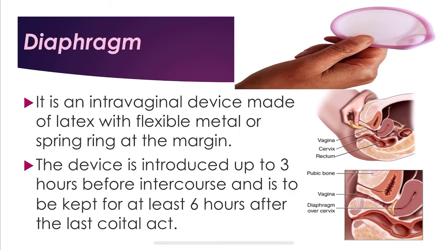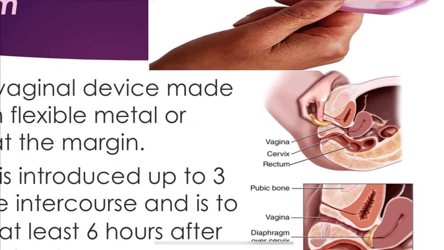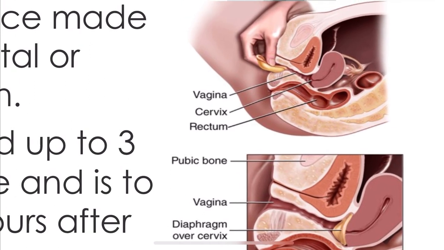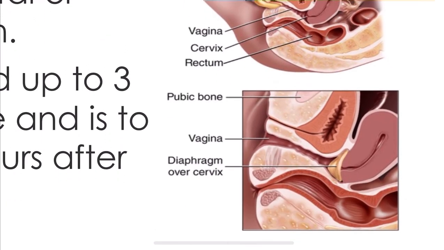Guys, you see here what happens. The diaphragm will fit over the cervical opening and it will prevent the sperms from entering the uterus. You can see here it is folded and inserted, and then it is going to fit over the cervical opening. By fitting over there, it will prevent the sperms from entering the uterus. The spermicide which is present inside the diaphragm is going to kill the sperms.